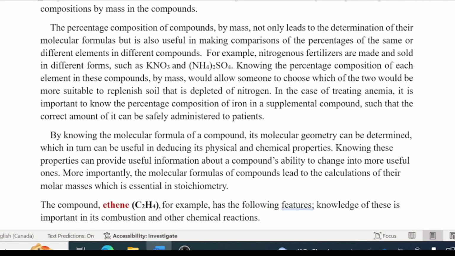For example, nitrogenous fertilizers are made and sold in different forms, such as potassium nitrate and ammonium sulfate. Knowing the percentage composition of each element in these compounds by mass would allow someone to choose which of the two will be more suitable to replenish soil that is depleted of nitrogen. Of course, we know nitrogen can be found in these compounds here. In the case of treating anemia, it is important to know the percentage composition of iron in a supplemental compound such that the correct amount of it can be safely administered to patients.